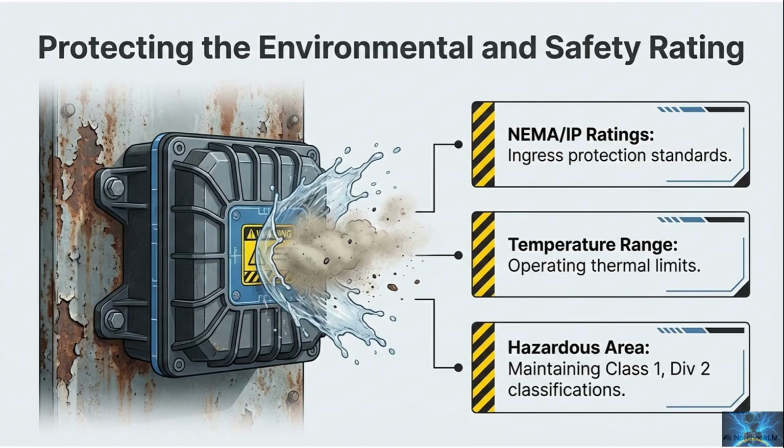Protecting the environmental and safety rating. This is where close enough becomes dangerous. Match the enclosure and ingress protection expectations, including National Electrical Manufacturers Association and ingress protection style ratings. Confirm temperature limits, and if you are in a classified location, maintain the hazardous area classification, such as Class 1, Division 2, so you do not accidentally create a compliance or safety problem.